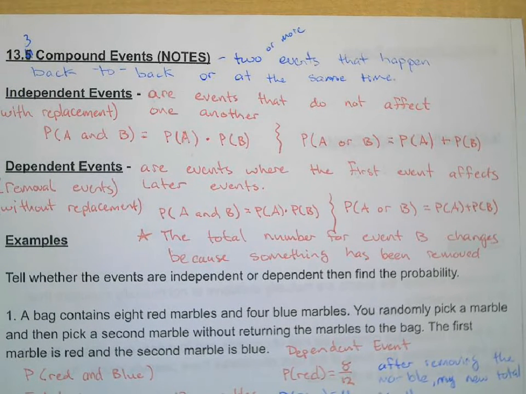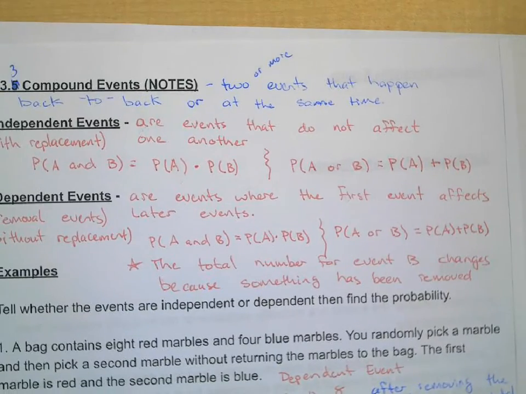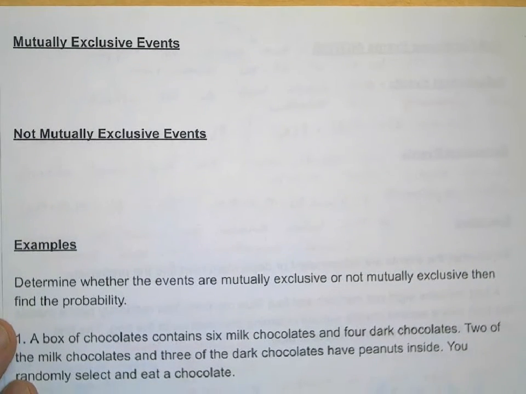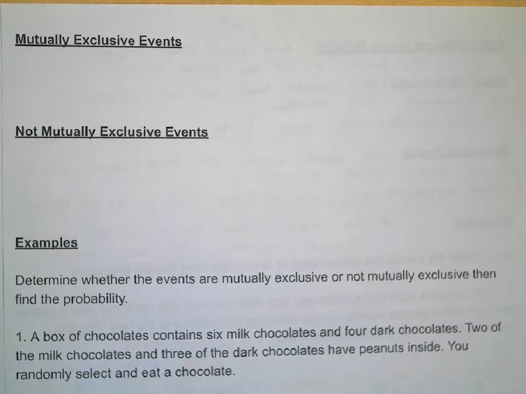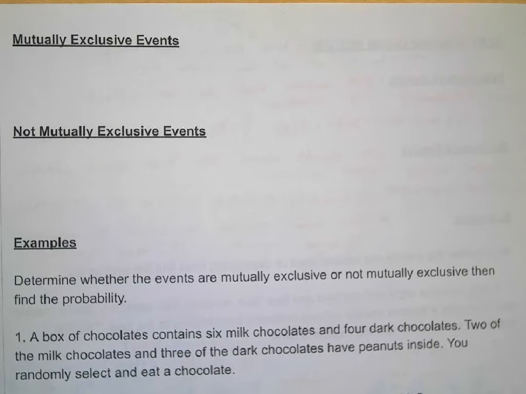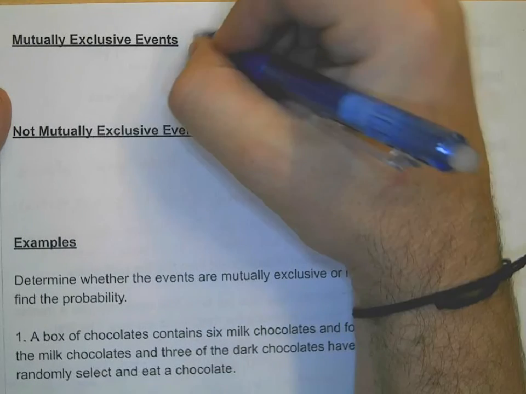In this video, we'll continue our discussion of compound events, but at this point, we're going to flip this page over and we'll talk about mutually exclusive and not mutually exclusive events. So mutually exclusive events are events that cannot occur at the same time.